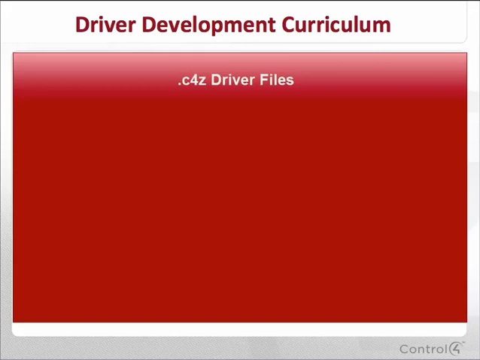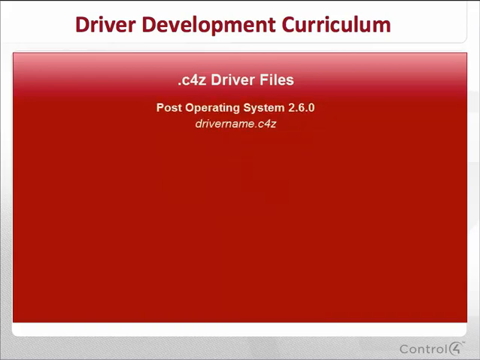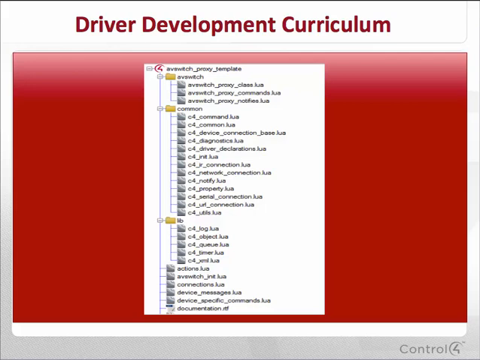Before we begin creating a driver for an AV switch, it might be useful to briefly discuss C4Z files. Beginning with Operating System 2.6.0, Control4 has changed the file structure previously used to support device drivers. Up until 2.6.0, device drivers were contained within a single file using the extension of C4I or drivername.c4i. The release of 2.6.0 marked a significant change to this model with the introduction of the C4Z file structure or drivername.c4z. A C4Z file provides all of the content that the C4I file previously did.